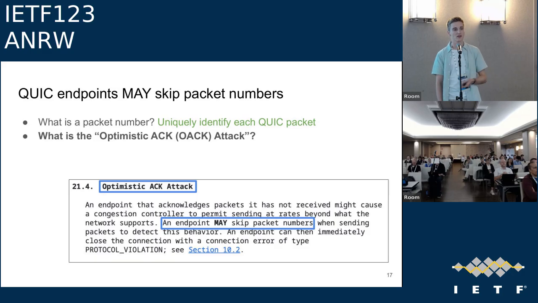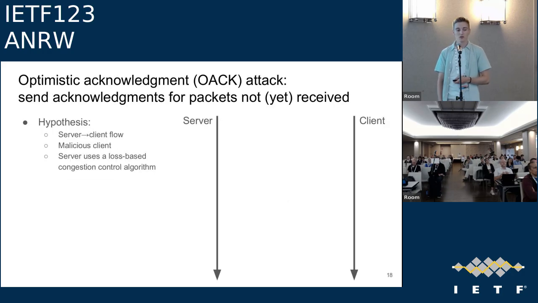Now, the optimistic ACK attack, what is it? In a nutshell, we are doing this attack when we are sending acknowledgements for data, for packets in this case, that we haven't received yet. So we have the following hypothesis for this presentation. We consider a server to client flow. We control the client, so we are malicious here. And we assume that the server uses a loss-based congestion control algorithm, such as Cubic, for example.